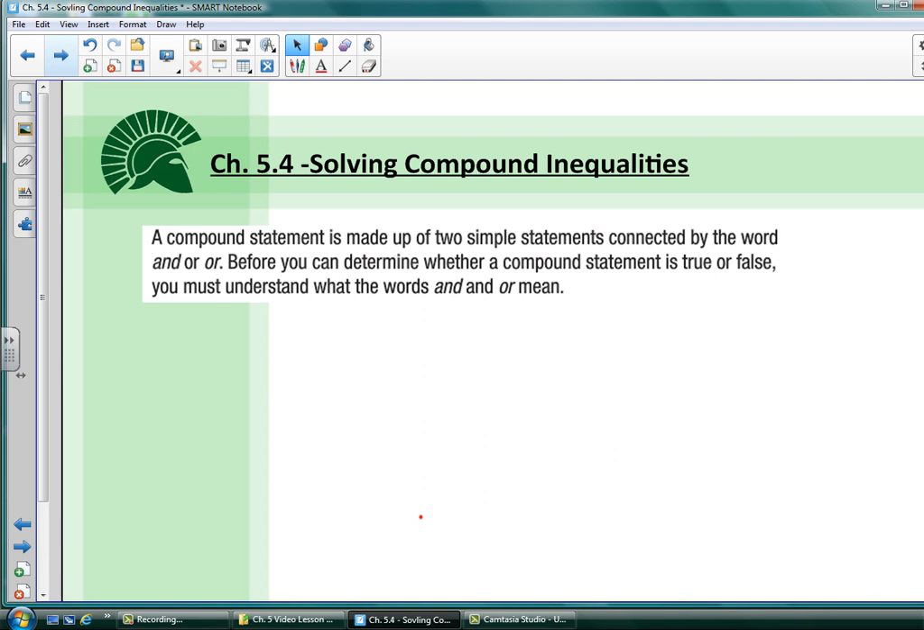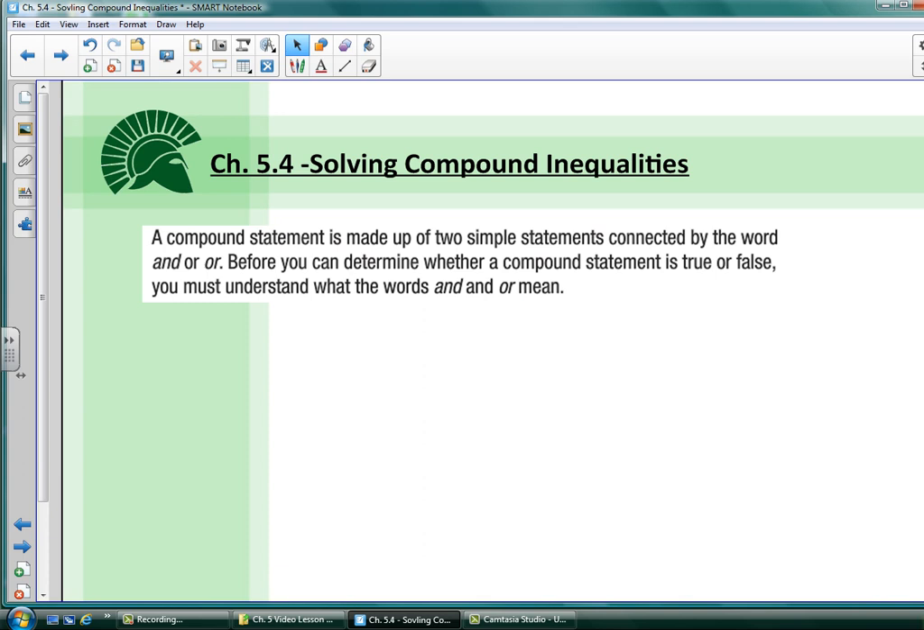So today we're looking at 5.4, solving compound inequalities. A compound inequality has to do with compound statements, and what we really want to do is look at how compound statements are put together and what makes them true or not true. Again, true or not true is really where all of this solving is. When is our mathematical statement true?